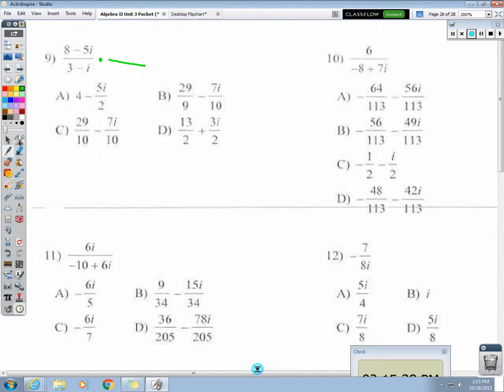3 plus i. When you're doing the complex conjugate, you only change the sign of the complex number, not the real number. So the 3 stays 3, but the minus i becomes plus i. Now, you also have to do that to the top, because when you have 3 plus i over 3 plus i, what is that? What's anything divided by itself?